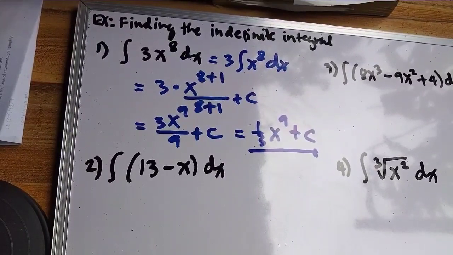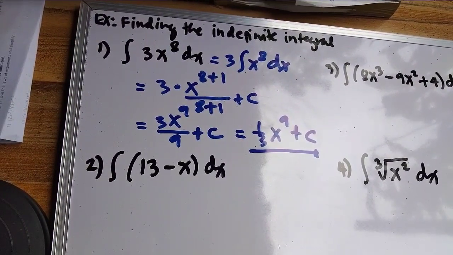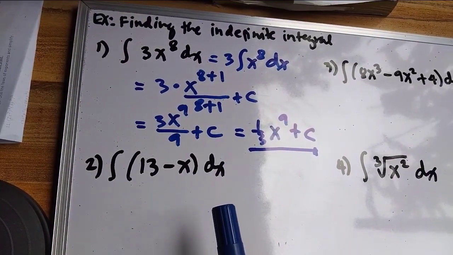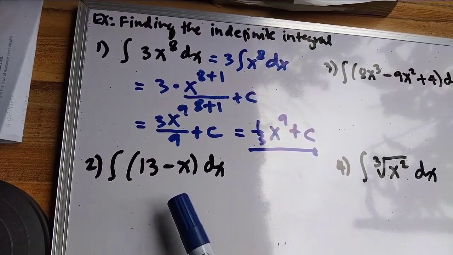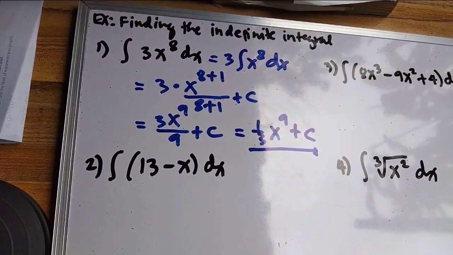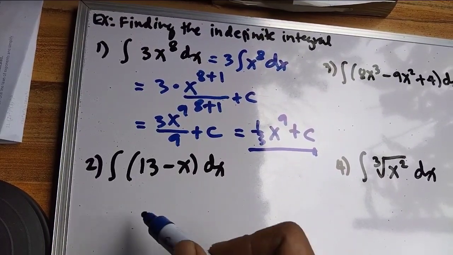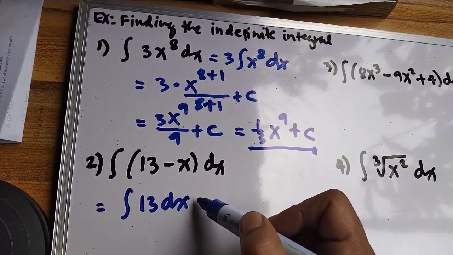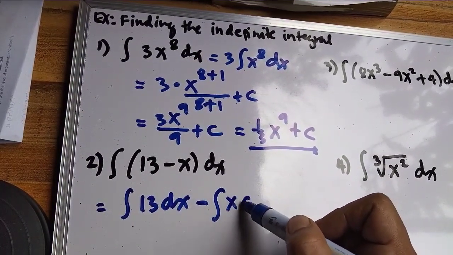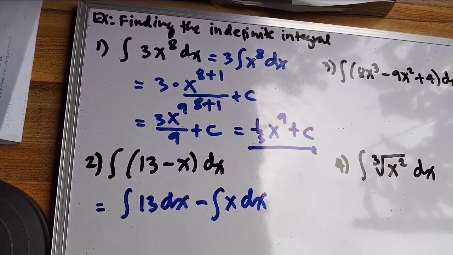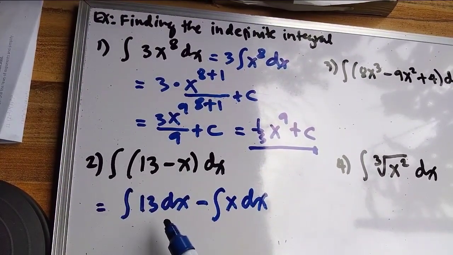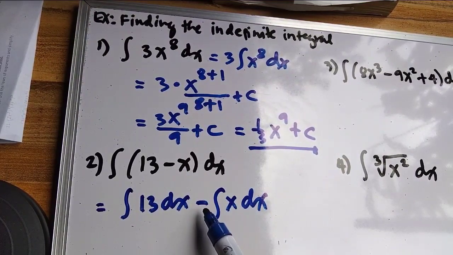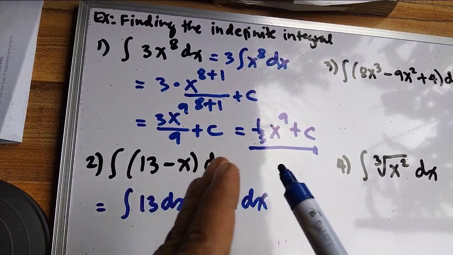Okay, so let's continue to our second example. Find the integral of 13 minus x dx. We have two terms here, 13 and minus x. By applying the rule, you could write this as the integral of 13 dx minus the integral of x dx. As you observe, we separated 13 and x. Since x is negative, we wrote a minus here. So in other words, we will integrate each term.